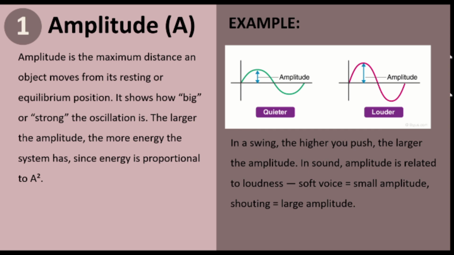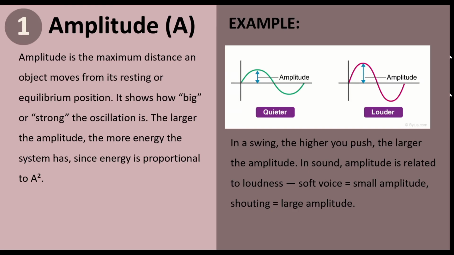Now, think about this. When you push someone higher on a swing, what happens? Right, the swing goes farther from the center. That means it has a larger amplitude and also more energy because energy increases with the square of the amplitude. In sound, amplitude determines loudness. A soft whisper means a small amplitude, while shouting means a larger amplitude. So remember, the greater the amplitude, the stronger the motion and the higher the energy.